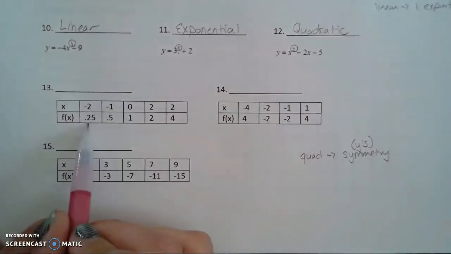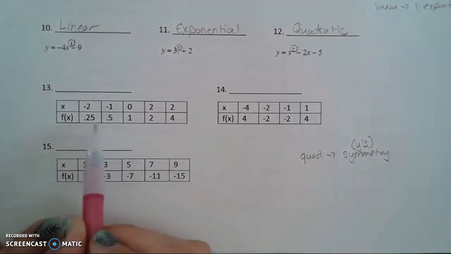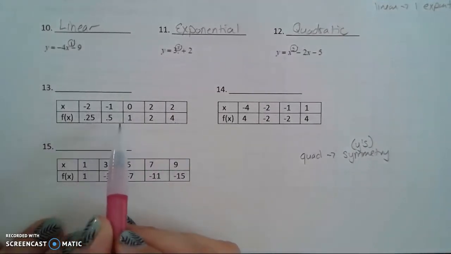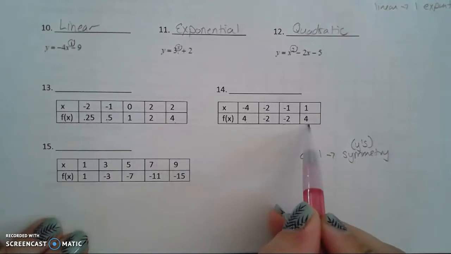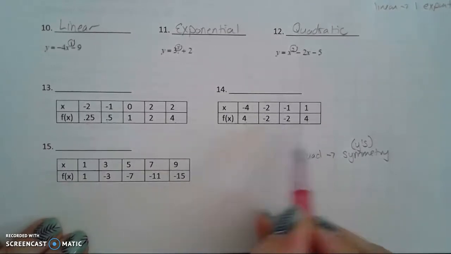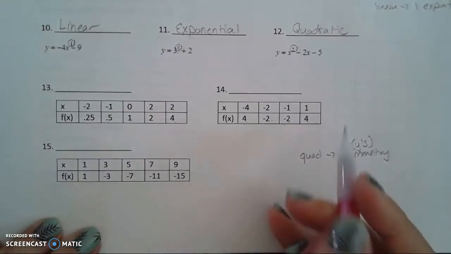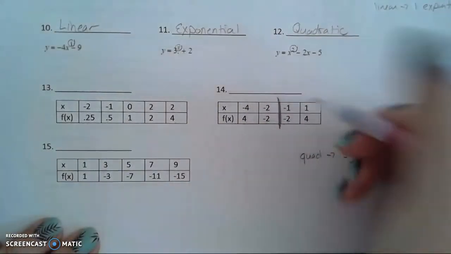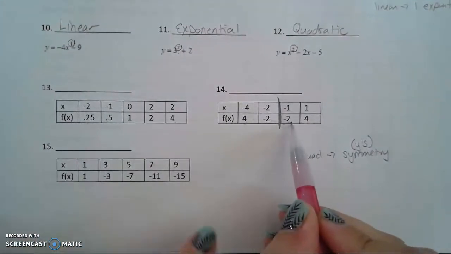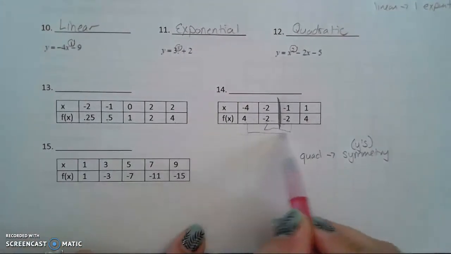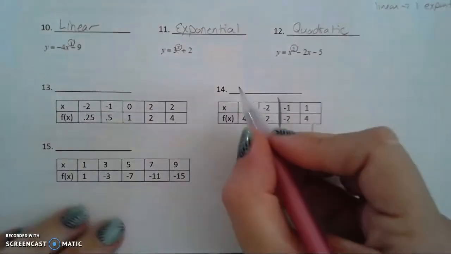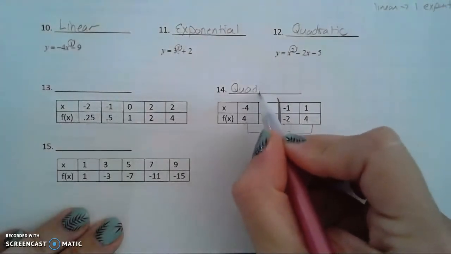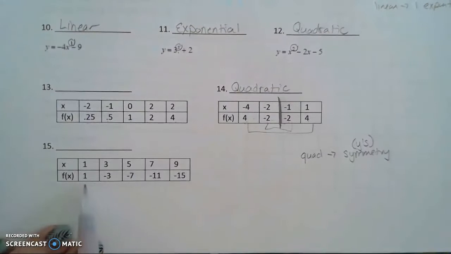If I'm looking here, I've got 0.25, 0.5, 1, 2, 4. None of those repeat each other, so that definitely does not have symmetry. When I'm looking here at 14, I've got a 4, a -2, a -2, and a 4. Those 4s are repeating, and these -2s repeat. So here is a line of symmetry, and these are going to mirror each other. So I know for sure that this table is a quadratic. If I look at this other one, it does not have symmetry. None of those y values repeat.